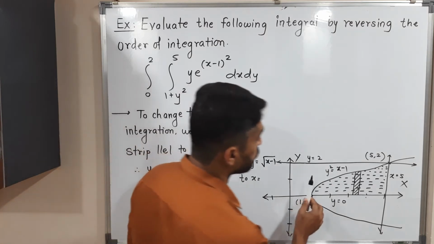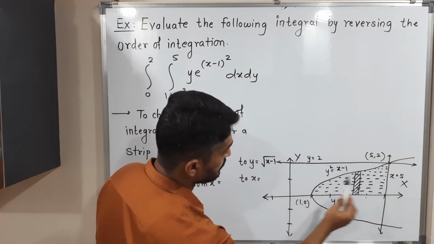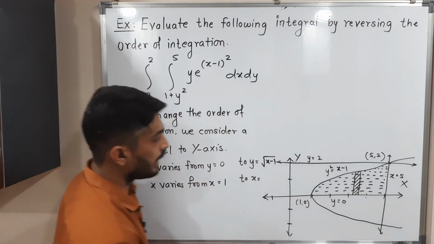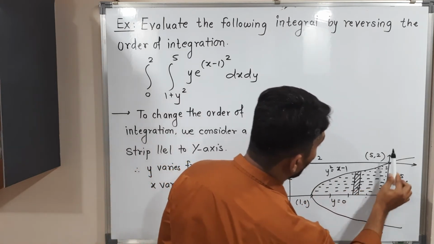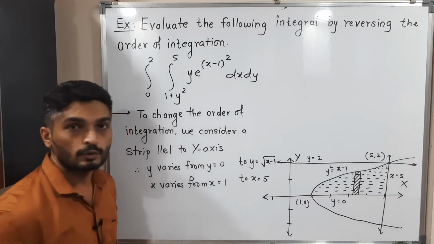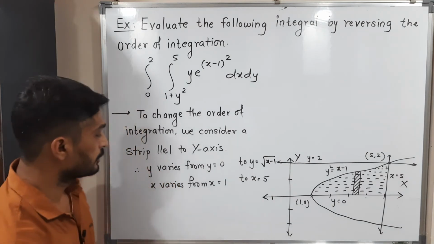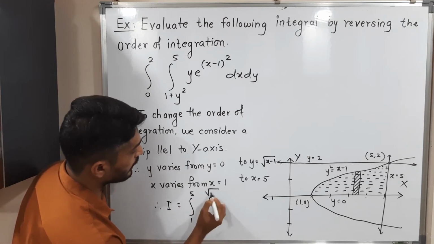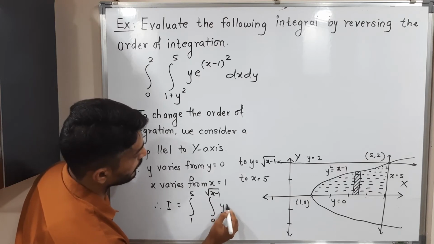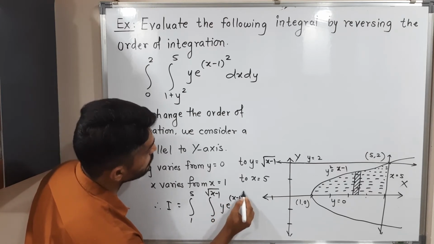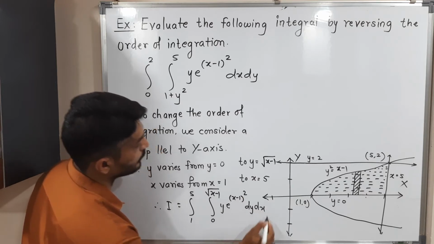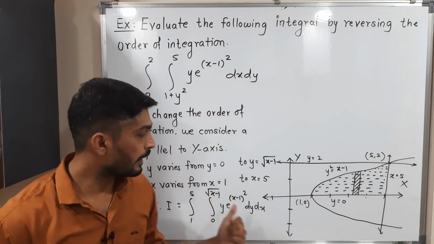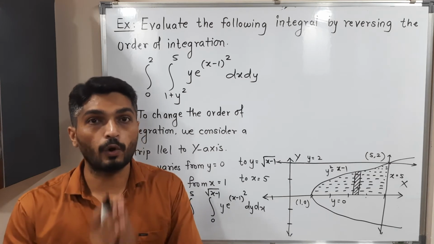After that, we move the strip from left to right. So our strip should start at this point, to cover each and every point of the region where the value of x is 1, and the strip will move like this, and it will go up to this line where the value of x is 5. So in this way we got the limits of integration. So therefore I is equal to integration 1 to 5, integration 0 to root x minus 1, of our function e raised to x minus 1 square, dy dx, since our strip is parallel to the y-axis. Initially we had dx dy. Now we have got dy dx, that means we have changed the order of integration.